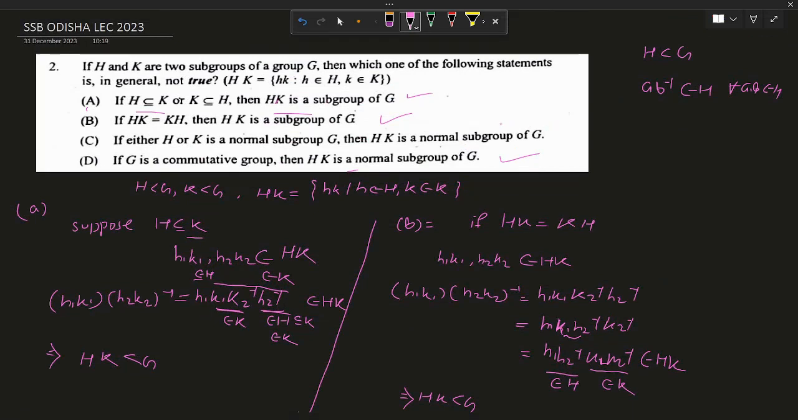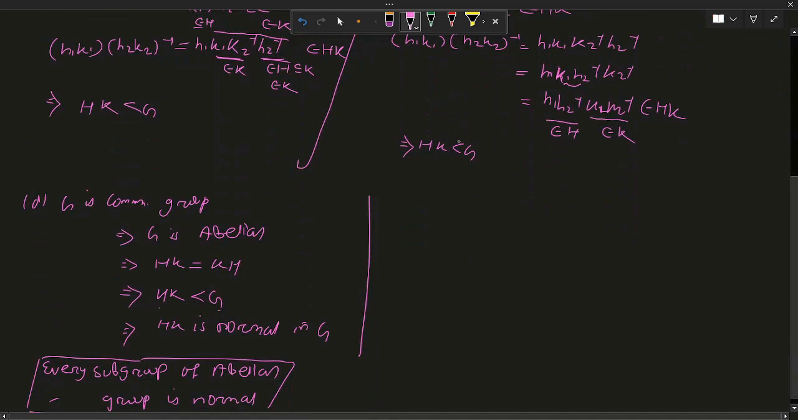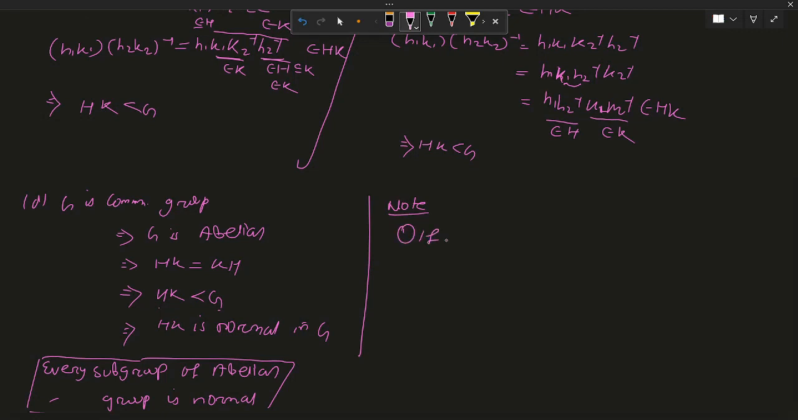Option C. So if the question is true, then option C must be wrong. Option C says if H or K is a normal subgroup of G, then HK is a normal subgroup of G. This is not necessarily true always, because as we know, so remember this thing and note. If H is a normal subgroup of G or K is a normal subgroup of G, this doesn't imply HK is a normal subgroup of G. But if one of them is normal, then HK is a subgroup. But you can't say HK is a normal subgroup of G.